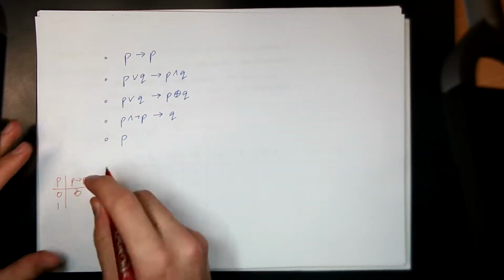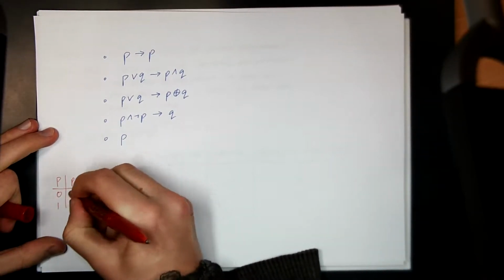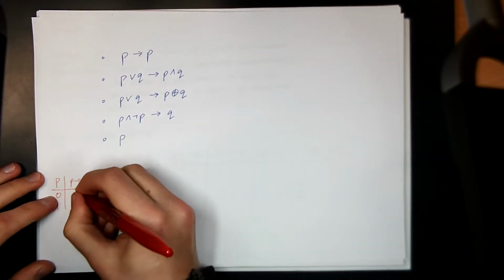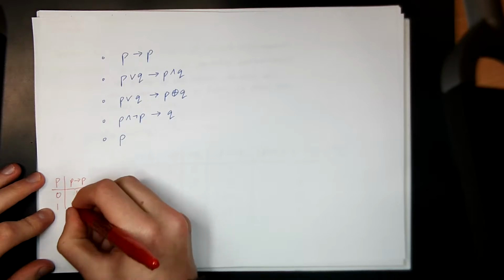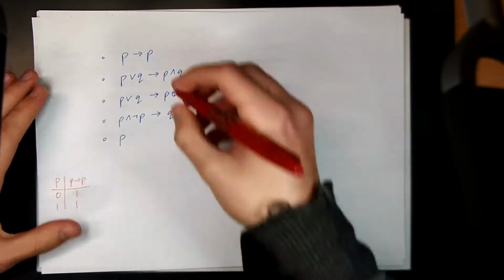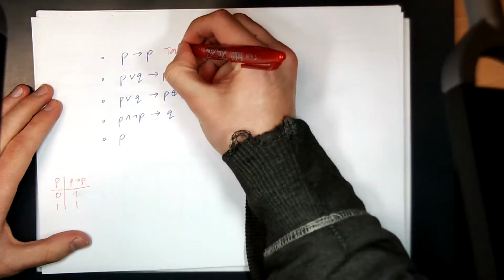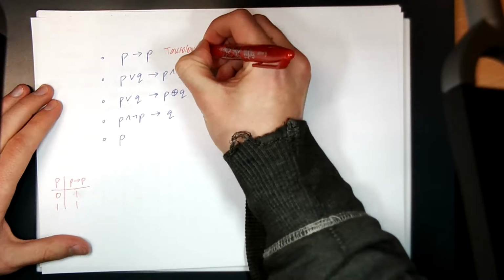So, sorry, I drew a 0 before. That's not right. False implies false is true. True implies true is true. So it looks like this one is a tautology. Which makes sense, right? If P is true, then P is true. It's not a very useful statement, but it's certainly a true statement.